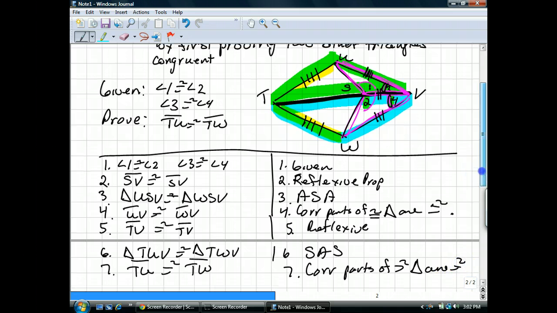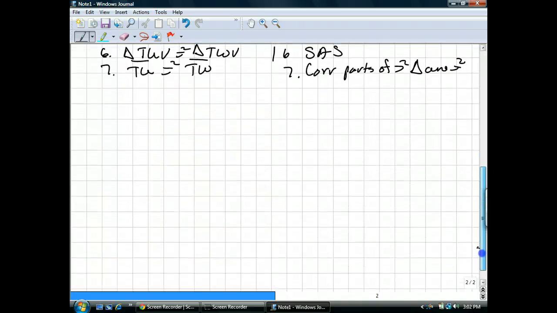And so we've accomplished proving what we wanted to prove. But notice that we had to go about it by first proving one set of triangles congruent and then proving another set of triangles congruent. Right, example 2.